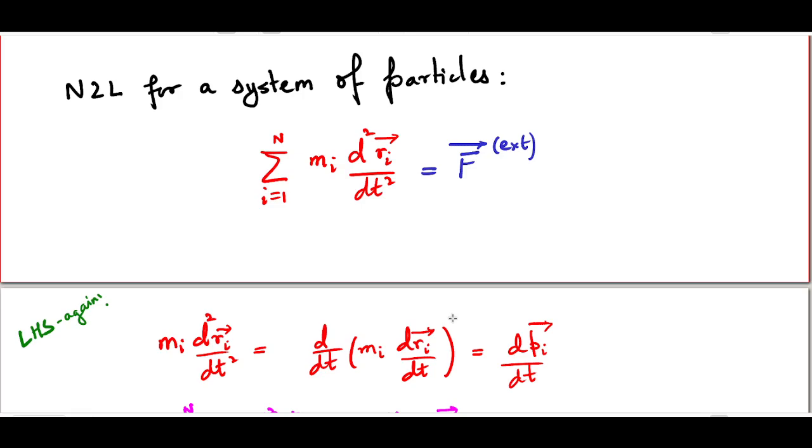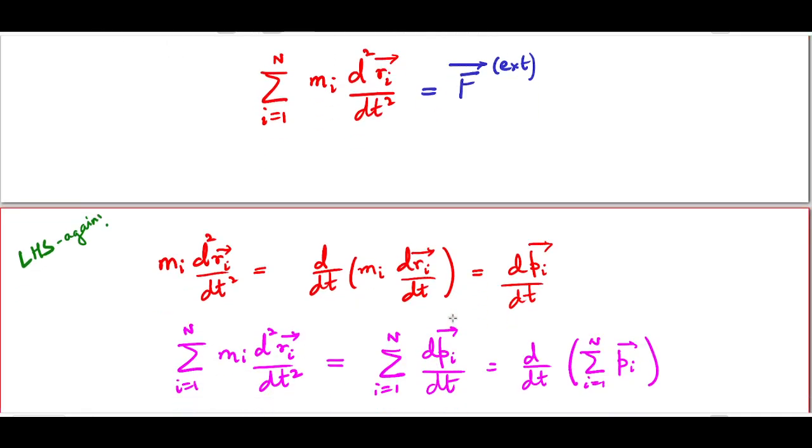And in fact, this should not come as a surprise because the original version of Newton's second law, even for a point particle, stated that the rate of change of momentum of a particle is equal to the net force acting on it. And there what we did was use the fact that the mass of the particle is constant to rewrite that in the form of mass times acceleration is equal to the force. Now, once we plug this in, the sum on the left hand side simply becomes a sum from i equals 1 to n of dp_i/dt.